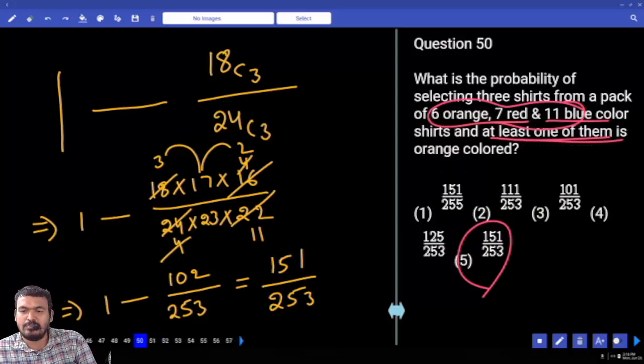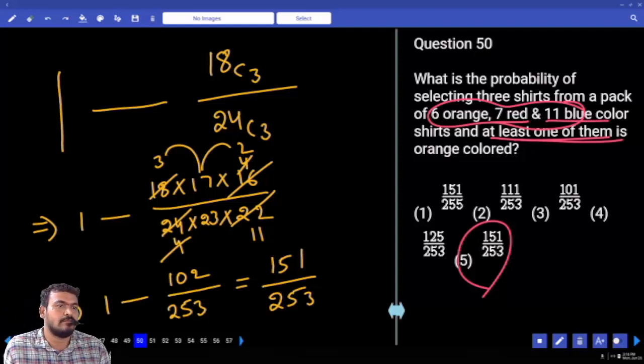Suppose in the same question we required at least blue. At least one of them is blue means we write total probability minus other than the blue. If we required at least red, then we write total probability minus other than the red.